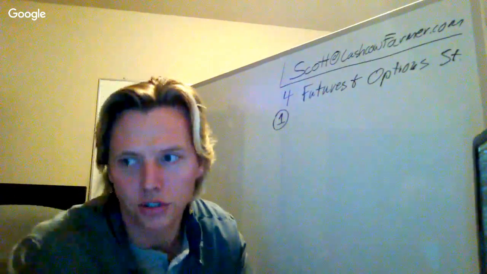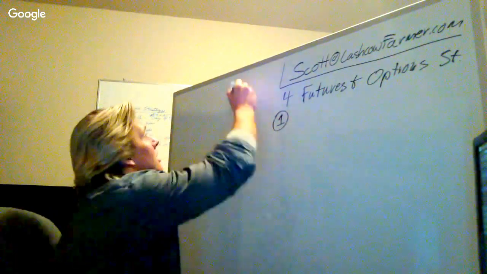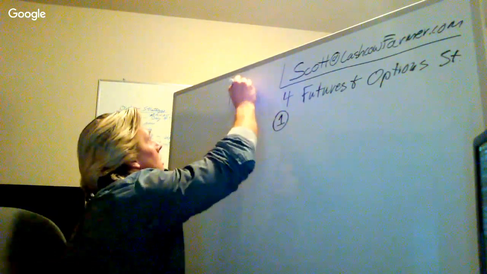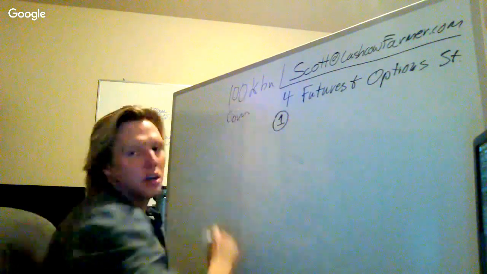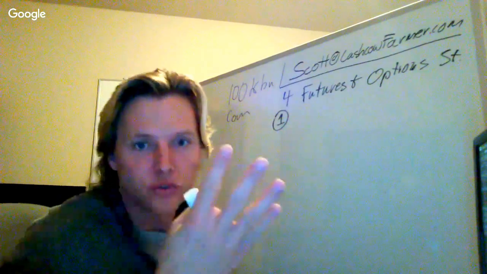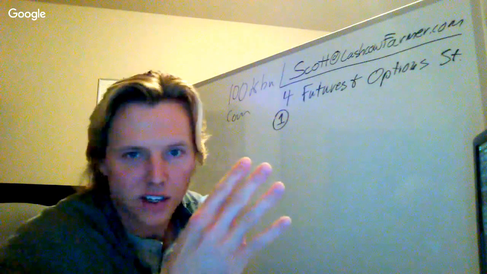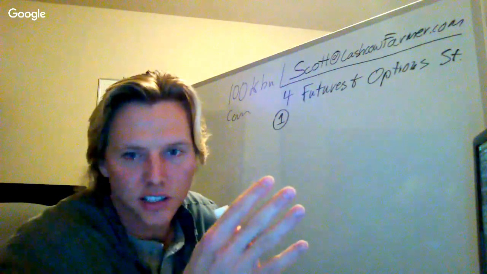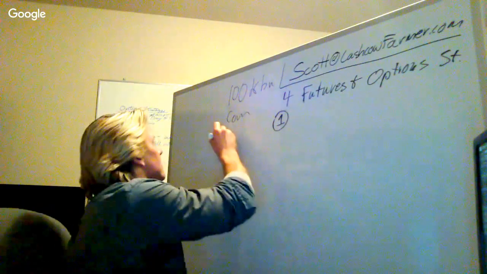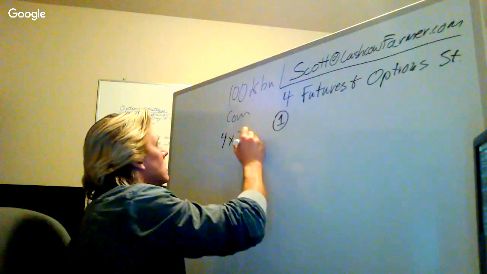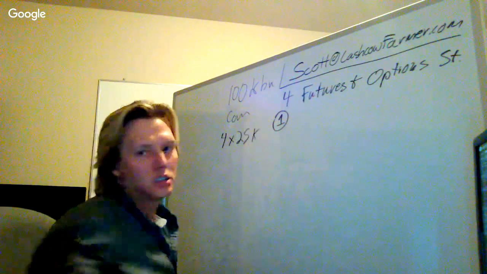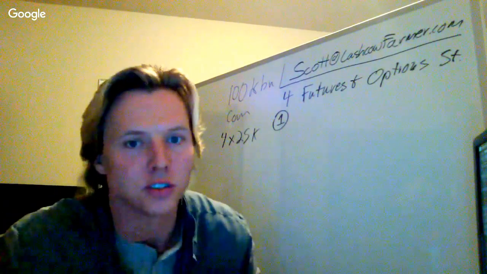So we're going to have a 100,000 bushel hedging strategy, and we're going to break that into 4 strategies of 25,000 bushels each, and then we'll track these strategies, okay? So 4 by 25K bushels, okay?